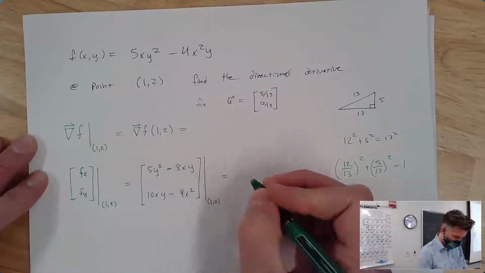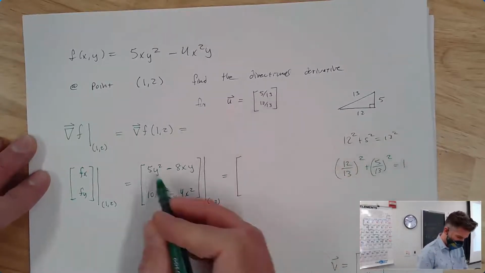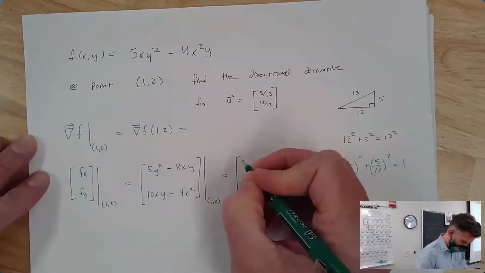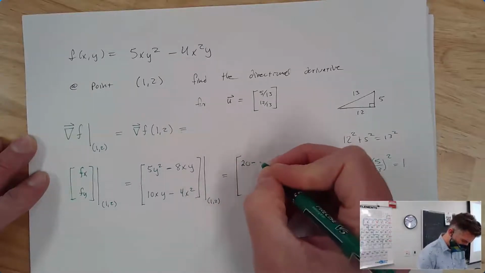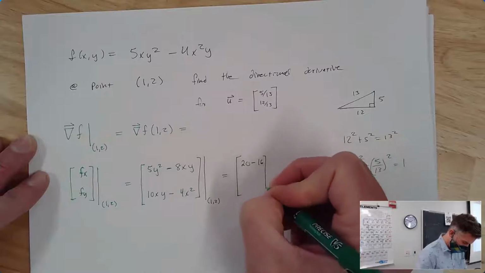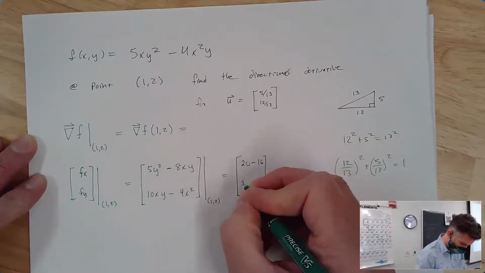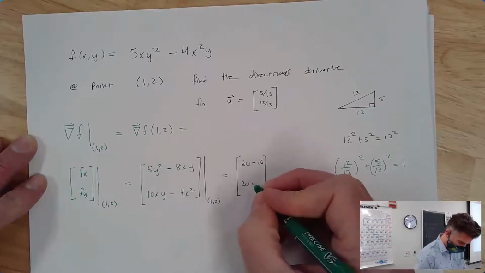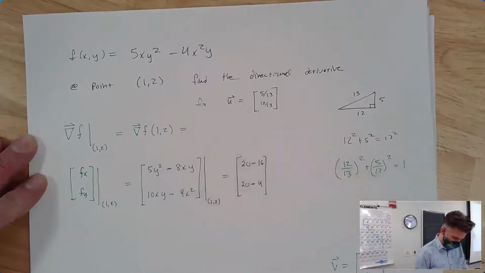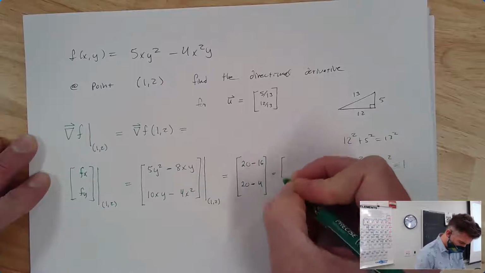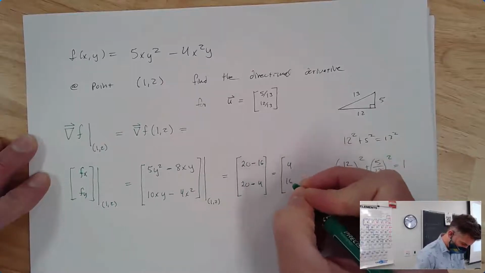So for my gradient, I'm going to get, let's see, 5 times 2 squared is 20, minus 8 times 1 times 2 is 16. And then I'm going to get 10 times 1 times 2, also 20, minus 4 times 1 squared, which is just 4. So I get (4, 16).